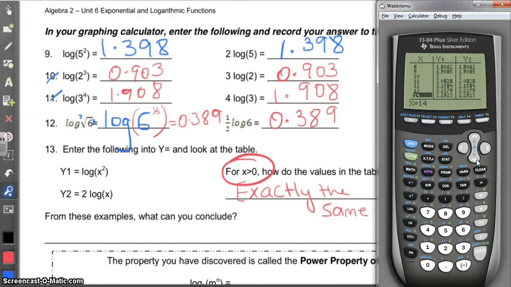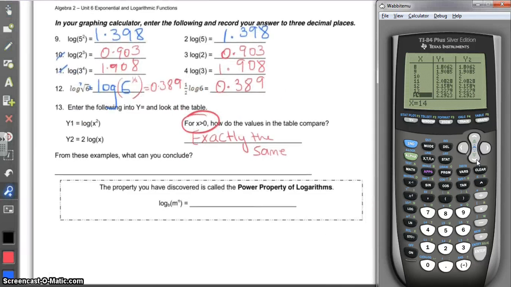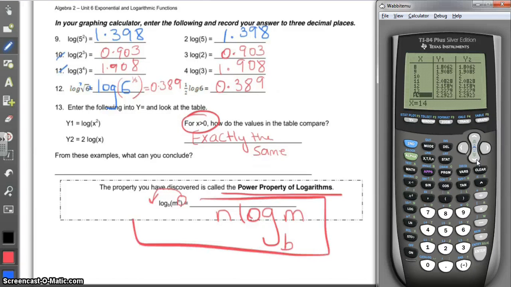And here we come to our third property of the day, which is the power property, and we've taken this before. It's basically, if you have a power, you can just bring it down next to the log. You will have n log, and keep the same type of log. Like if it's log 6, it stays log 6. Log b to the m. So that would be our third rule.